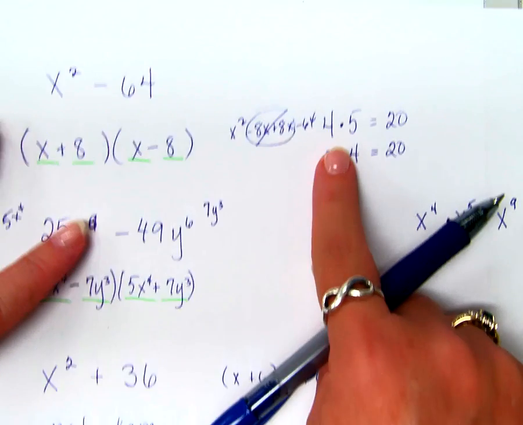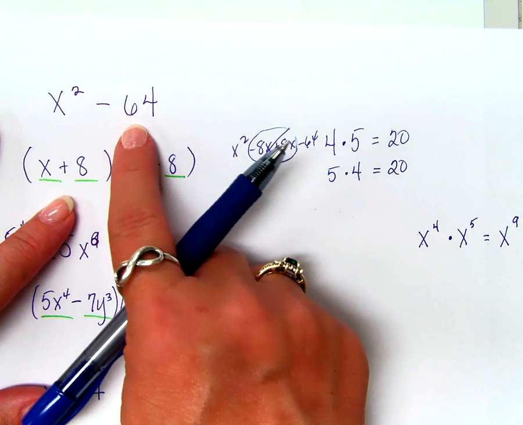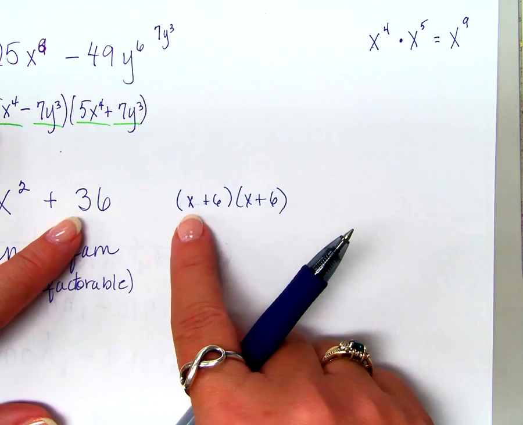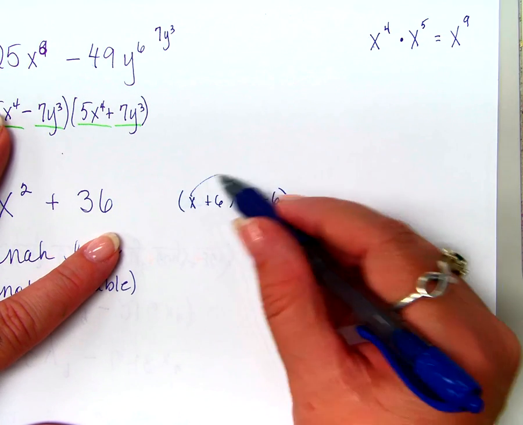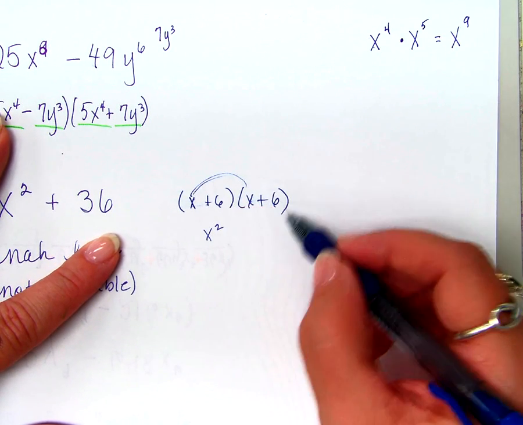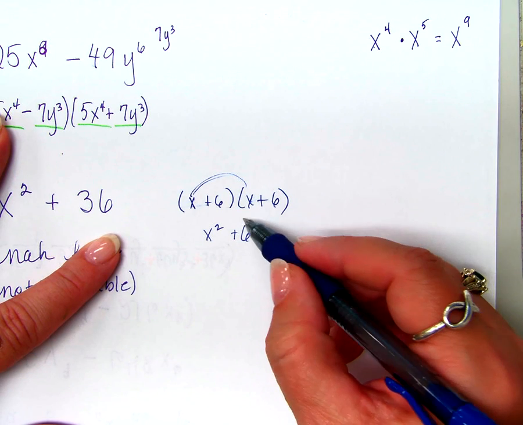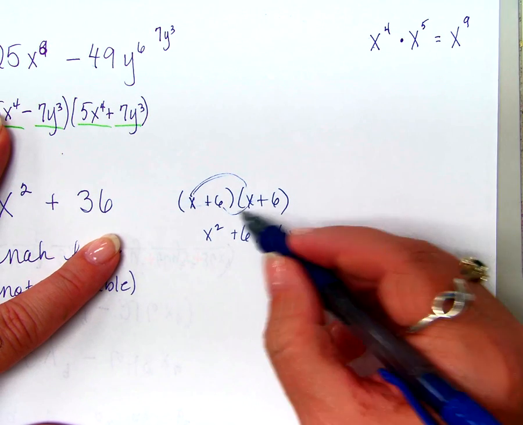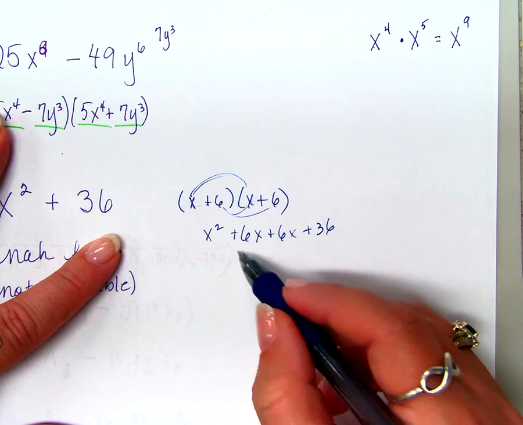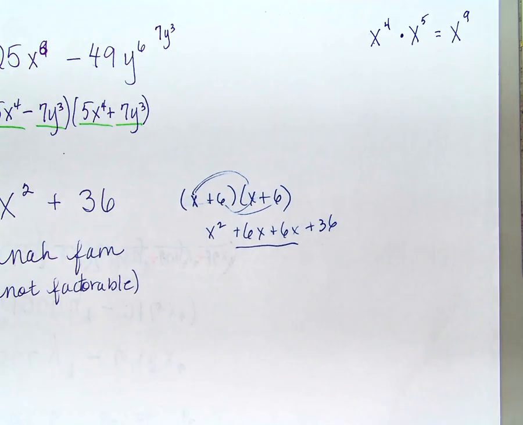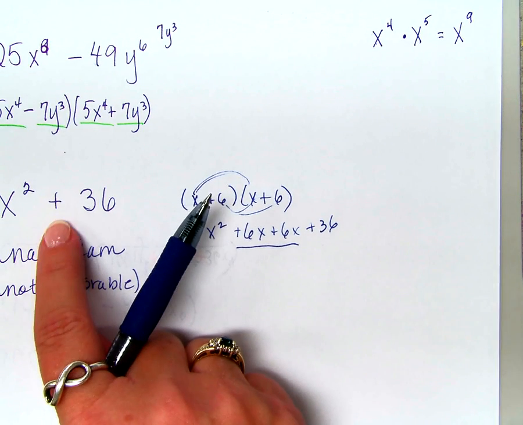Well, didn't we talk about up here, we could just multiply it back out and I should get to the problem? Watch what happens if I multiply this out. X squared plus 6x plus 6x plus 36. Does this go to 0? No, that's 12x, and that's not part of what's in this problem.